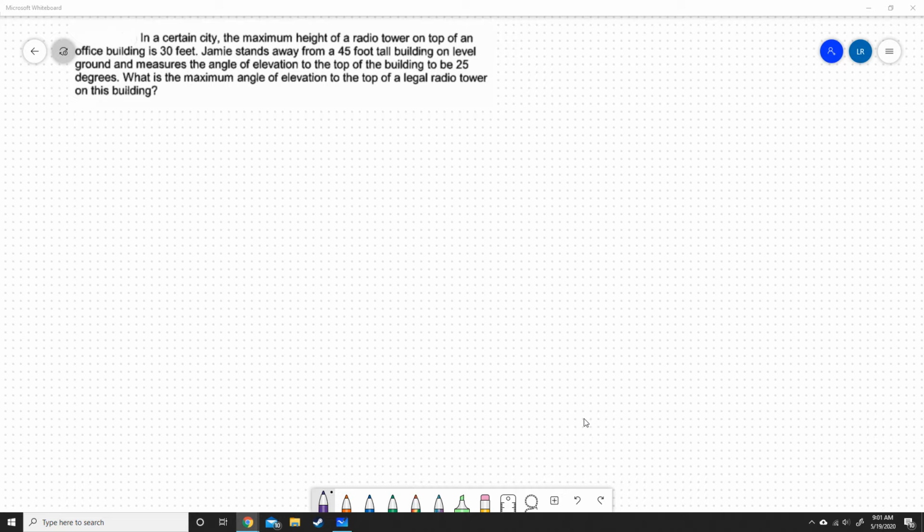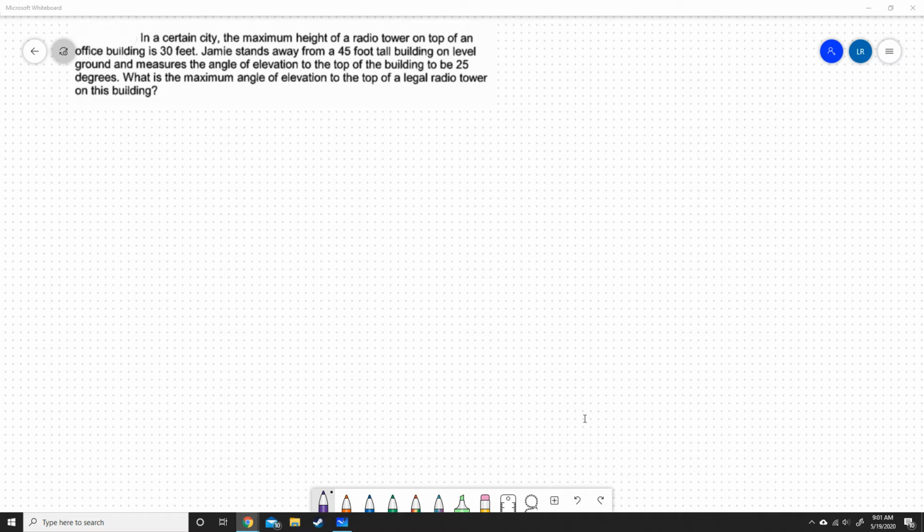In a certain city, the maximum height of a radio tower on top of an office building is 30 feet. Jamie stands away from a 45-foot tall building on level ground and measures the angle of elevation to the top of the building to be 25 degrees. What is the maximum angle of elevation to the top of a legal radio tower on this building?